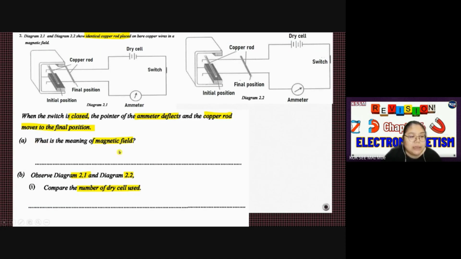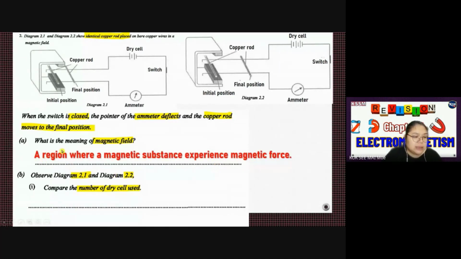So what is the meaning of the magnetic field? Magnetic field means what? You must give the definition of the magnetic field. The magnetic field means a region. You must start with the word region, because a field is a region. A region where a magnetic substance, or you can say material, experiences a magnetic force. You can say substance, you can say magnetic material, that experiences the magnetic force. So this one we call a magnetic field.